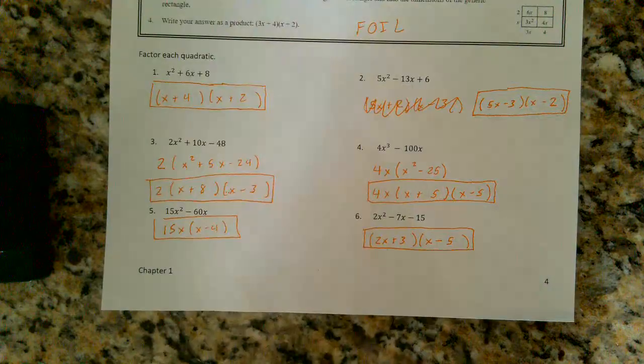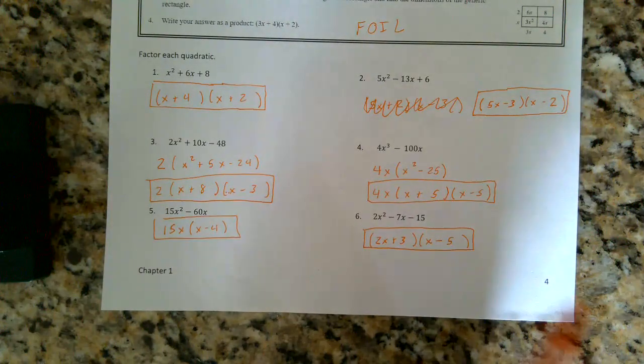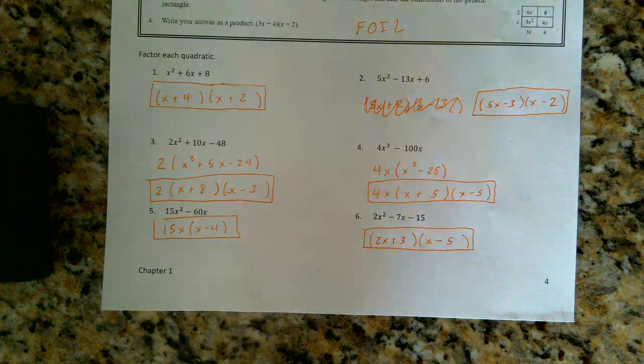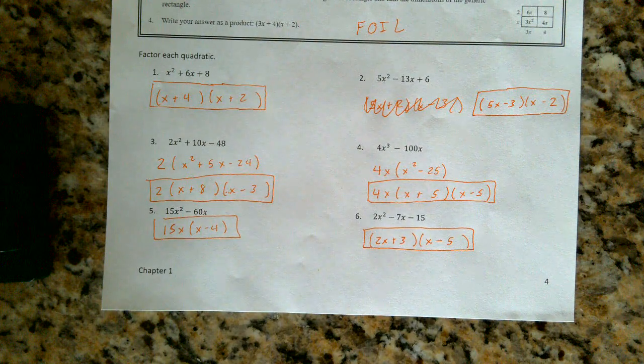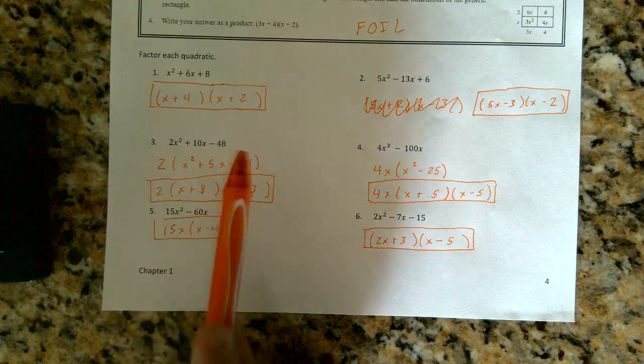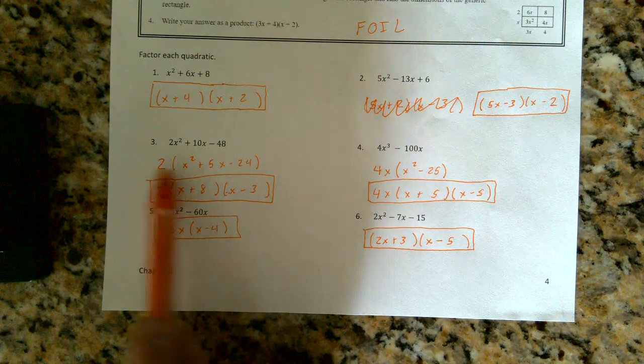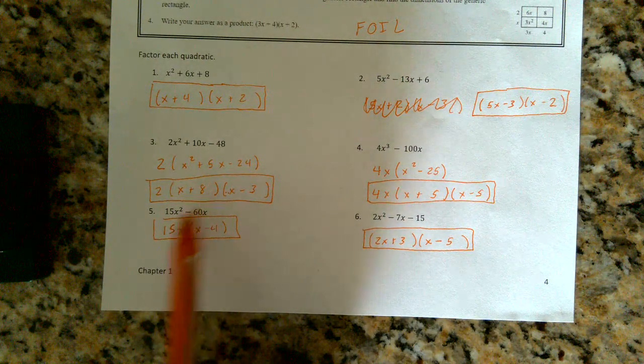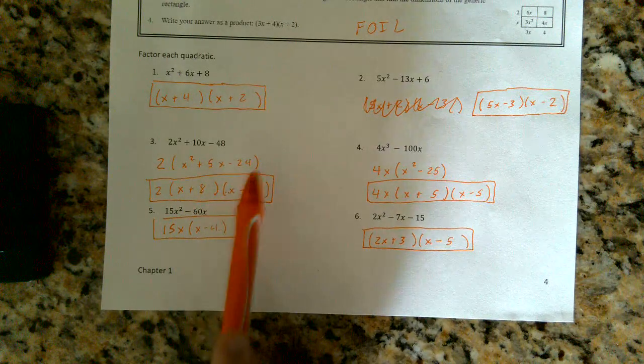So just keep in mind that when you're doing these, you need to understand that outsides and insides are always going to add up to be the middle term. And then the first and last terms are always going to be multiplied too. So 2x squared, negative 48, for example. In this case, when we took out the 2, x squared was x and x. And then for the last term, 8 and negative 3 give you that negative 24 there.